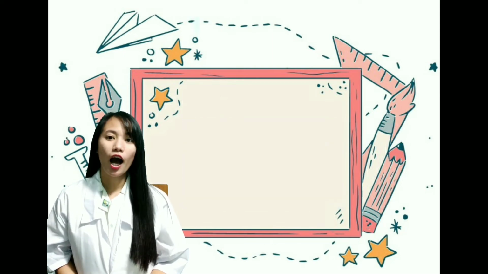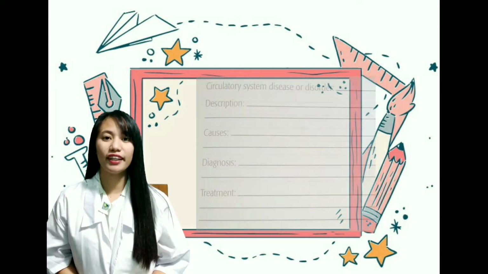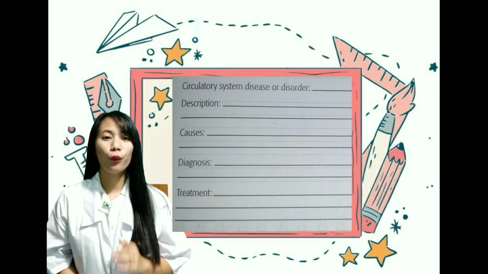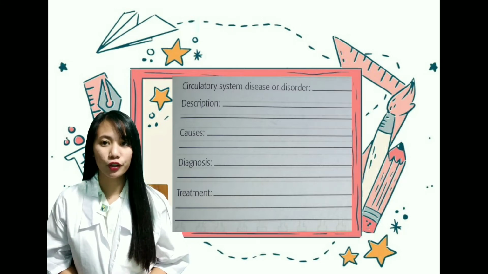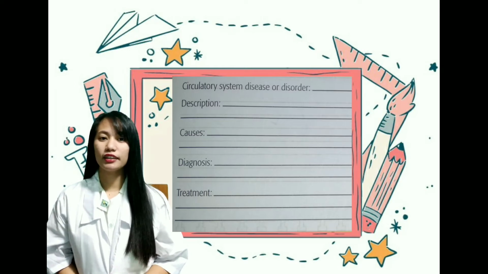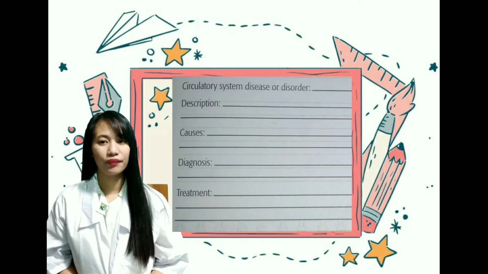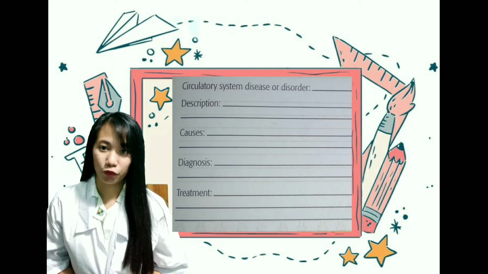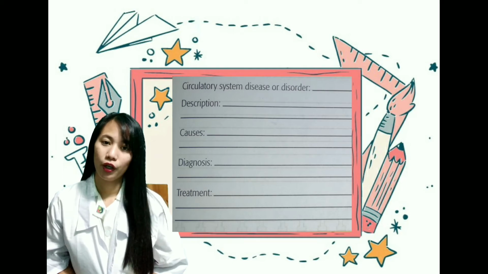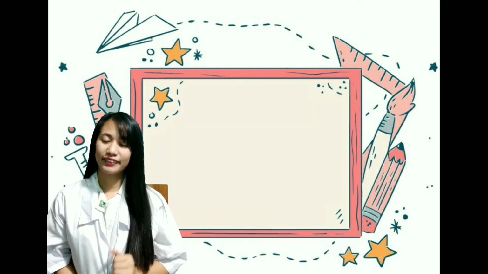Before we start, I will give you a diagnostic evaluation paper. While listening, I want you to act like a doctor that specializes in circulatory disease. Using this form, write the things that you've observed and learned. This evaluation form will help you in our question and answer part. So now, let's start.